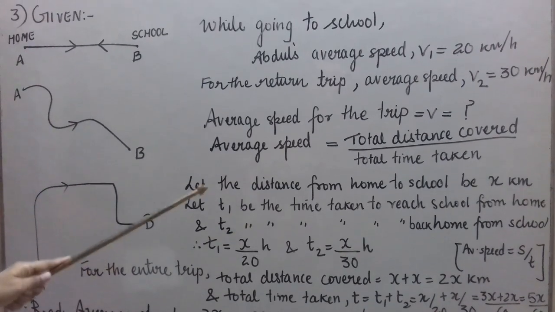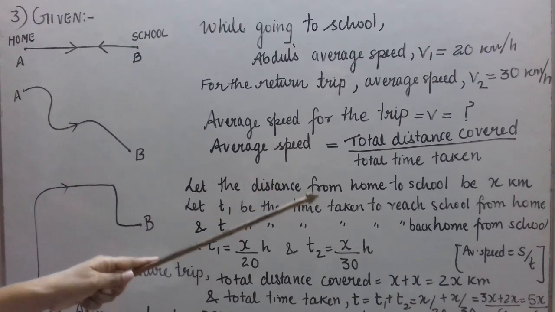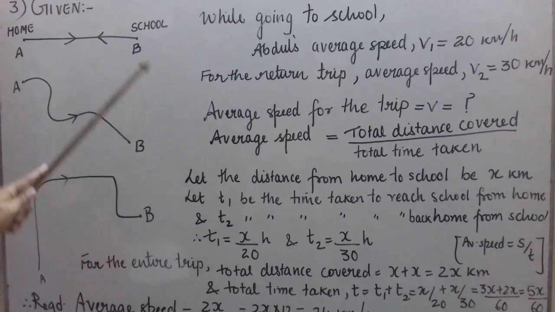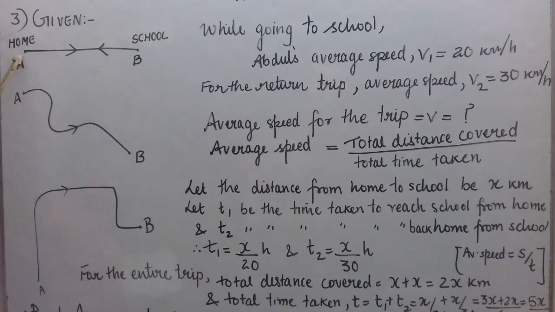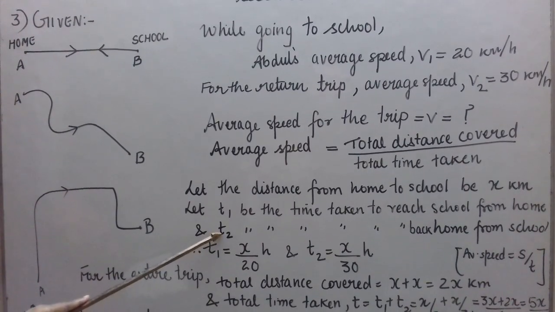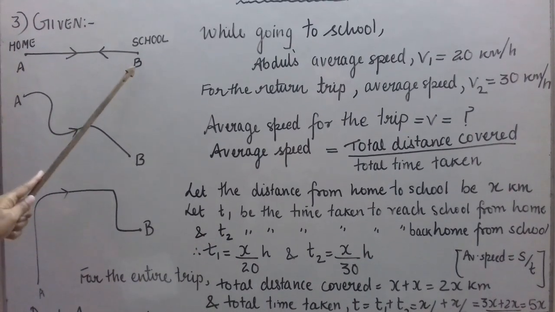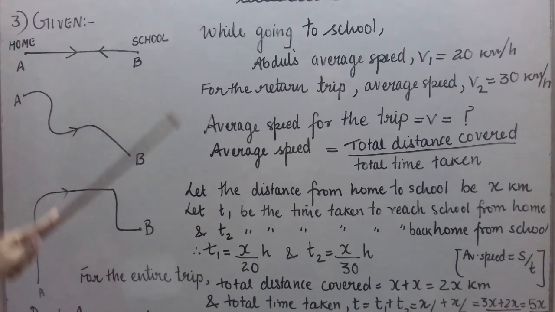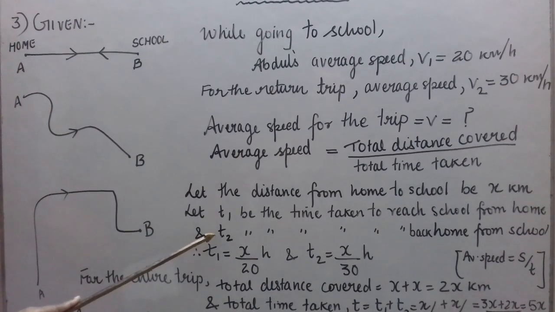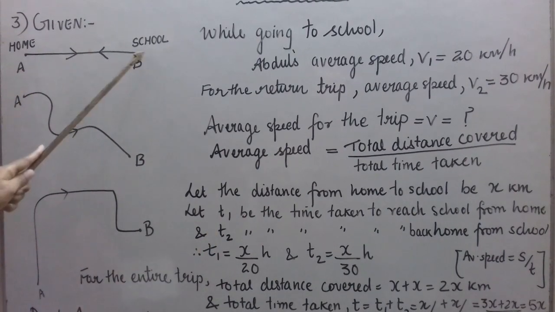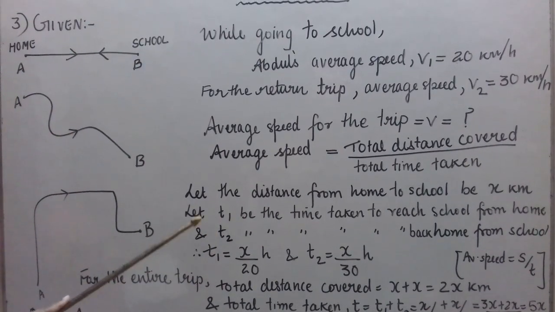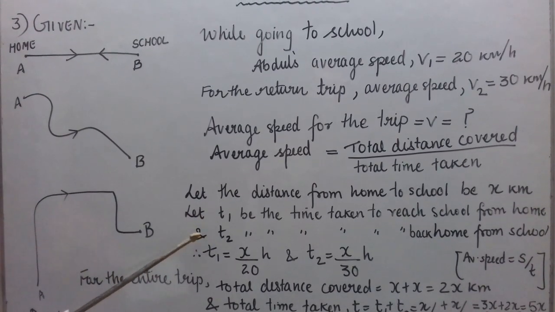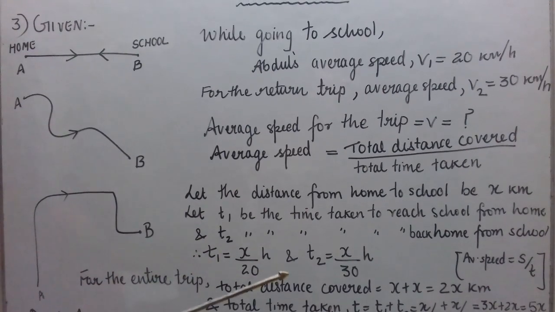So we have assumed that the distance from home to school is x kilometer, and let T1 be the time taken to reach school from home and T2 be the time taken to reach home from school. So if T1 is the time for the first trip from A to B and T2 is the time for the return trip from B to A, from school to home, then what will be the total time for the entire trip? T1 plus T2. But let us first find what T1 and T2 are.